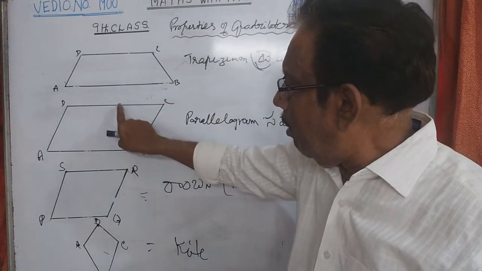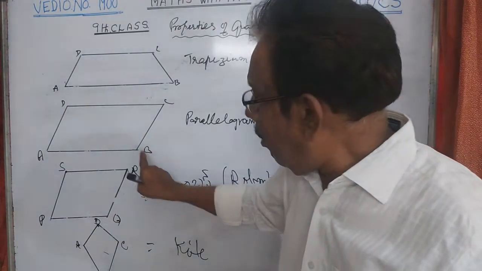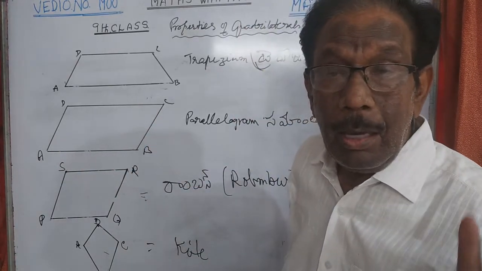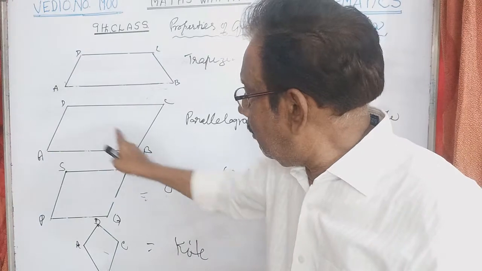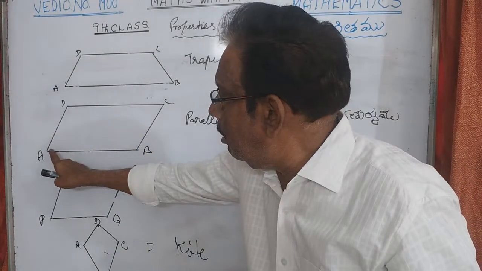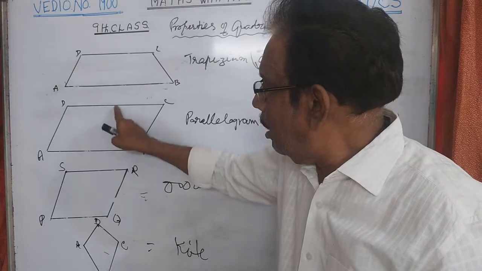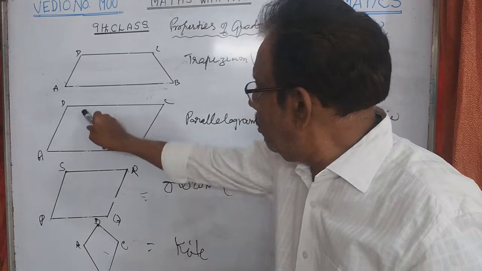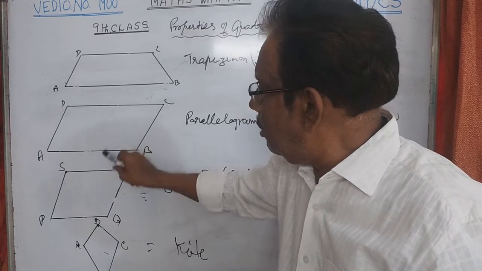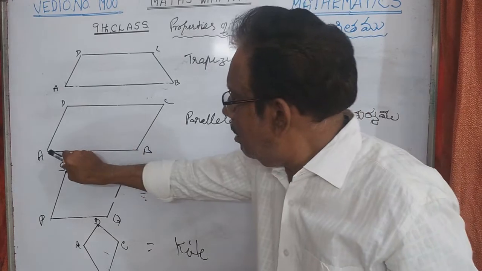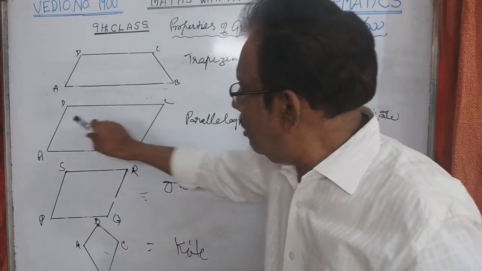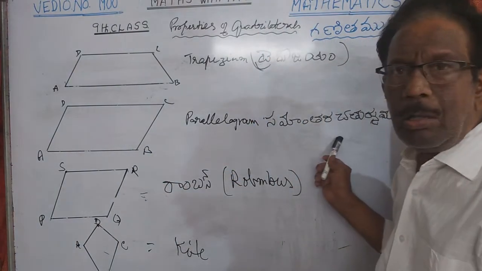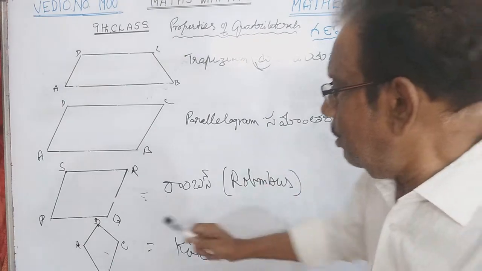Here, look at this figure. Opposite sides are parallel and equal, and opposite angles are equal. They are not right angles like in a square. Here they are equal. These two are acute angles, these two are obtuse angles. Opposite sides are equal: AB is equal to CD. AB is parallel to CD, and BC is parallel to AD, and BC is equal to AD. This is a parallelogram. In Telugu, Samantara Chaturbhujam.